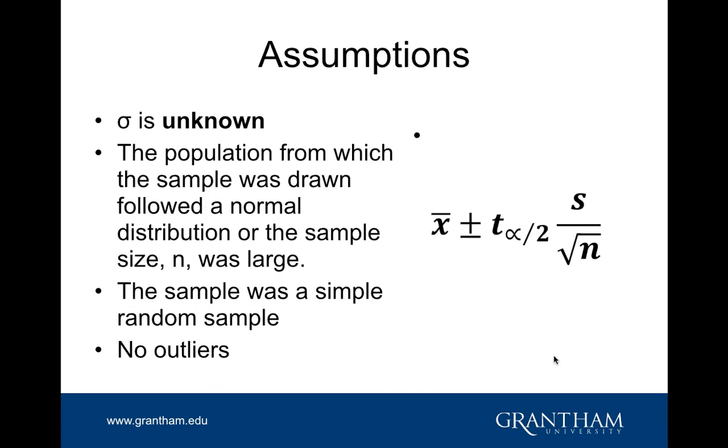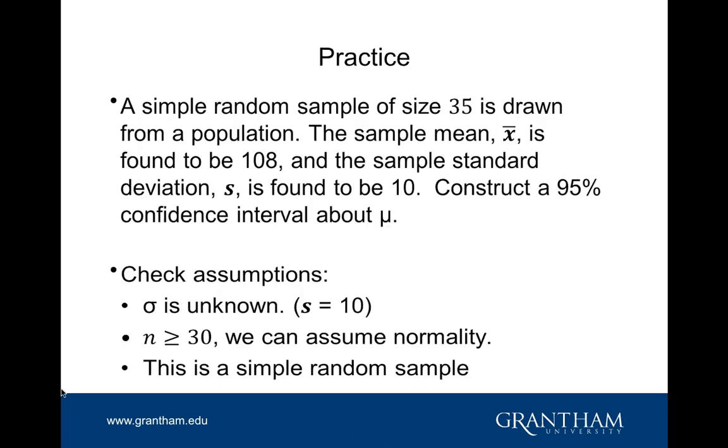Okay, now let's go on. Let's look at a problem. So here we have a simple random sample of size 35 that's taken from a population. The sample mean is found to be 108, and the sample standard deviation is found to be 10. We're asked to construct a confidence interval about the mean.